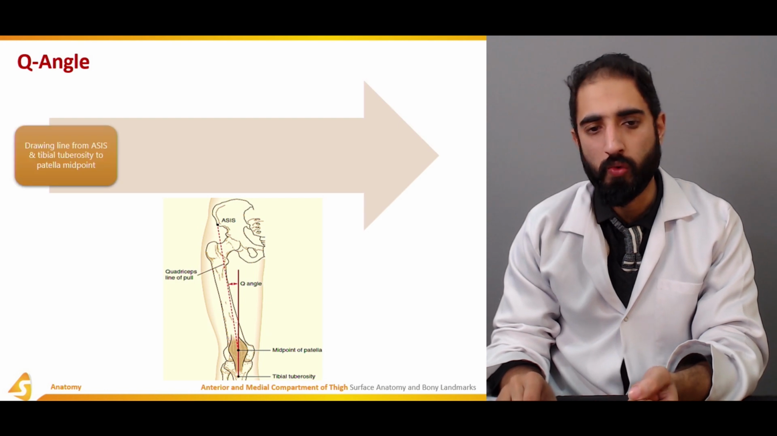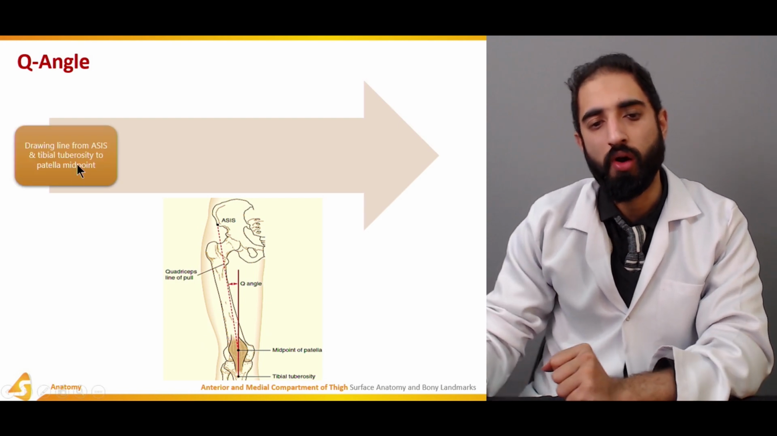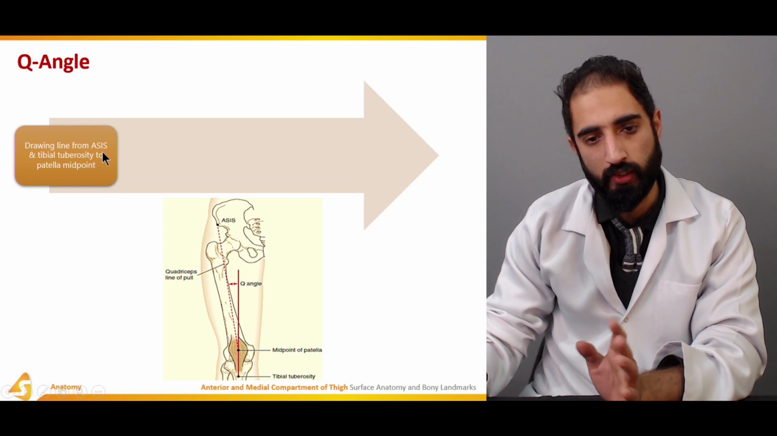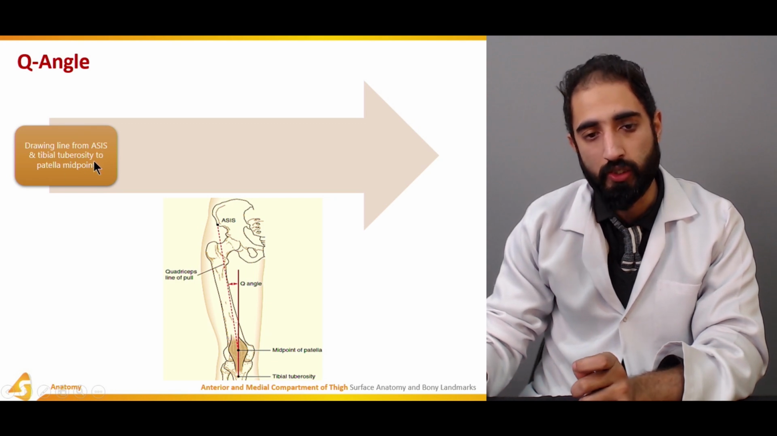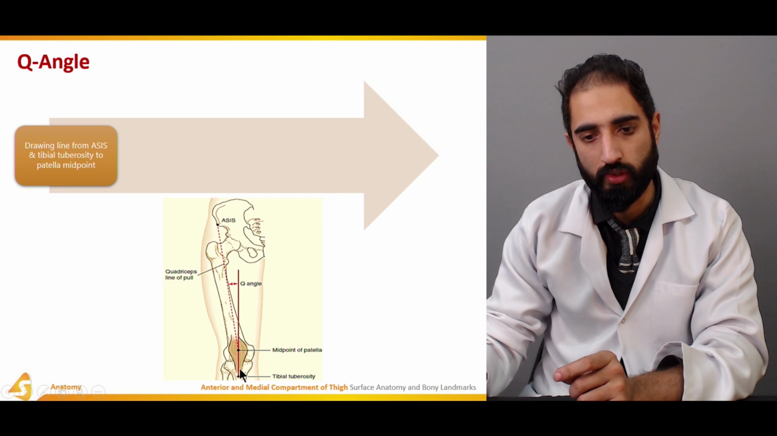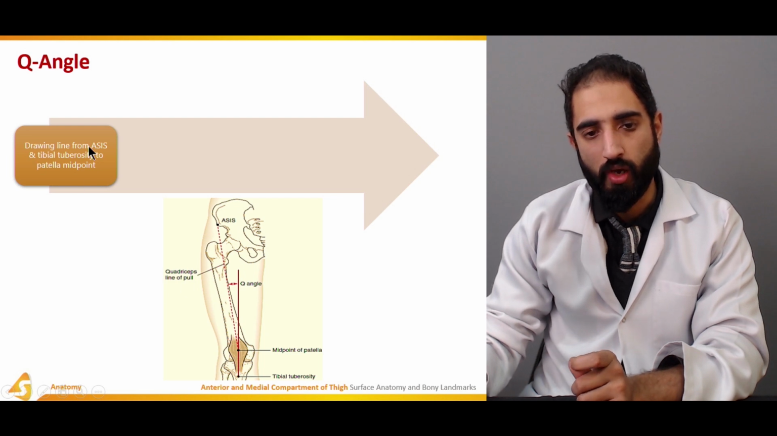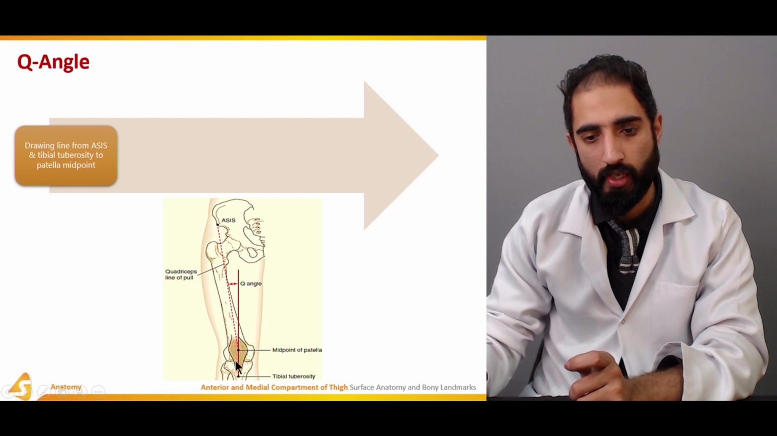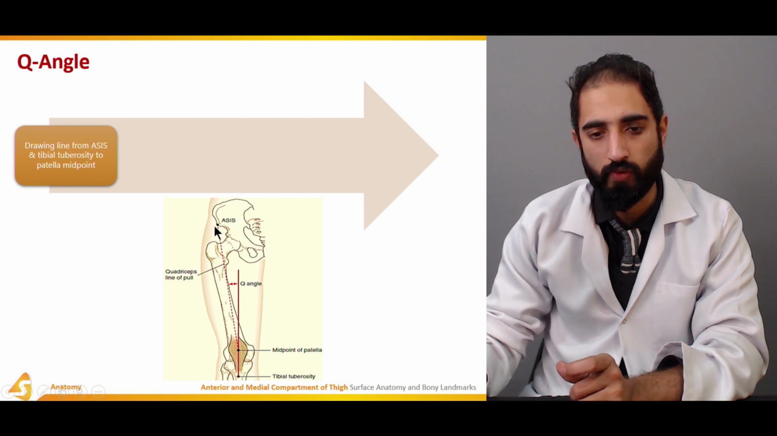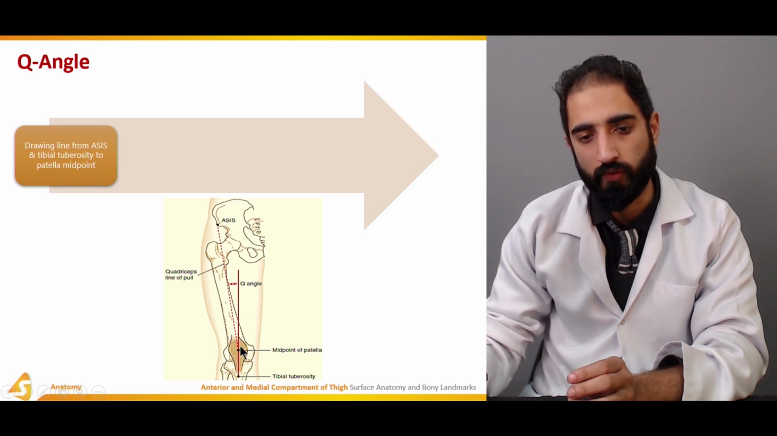So how to measure a Q angle? First of all, we need to draw a line from the anterior superior iliac spine to the patellar midpoint, and once again draw a line from the tibial tuberosity to the patellar midpoint. So we have two lines here. One is from the tibial tuberosity to the midpoint of the patella, and one is from the anterior superior iliac spine to the midpoint of the patella.